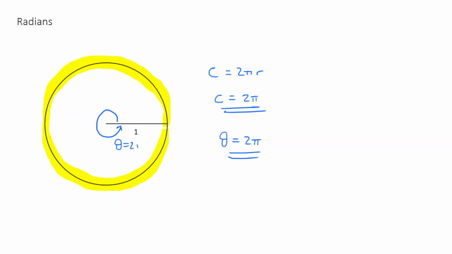So for one full rotation in radians, we know that the angle must be 2 pi, because for radians, the angle is always equal to the arc length that has been subtended. If we go through one full rotation, that arc length must be equal to 2 pi, and therefore the angle will be the same as the arc length. It will be equal to 2 pi.